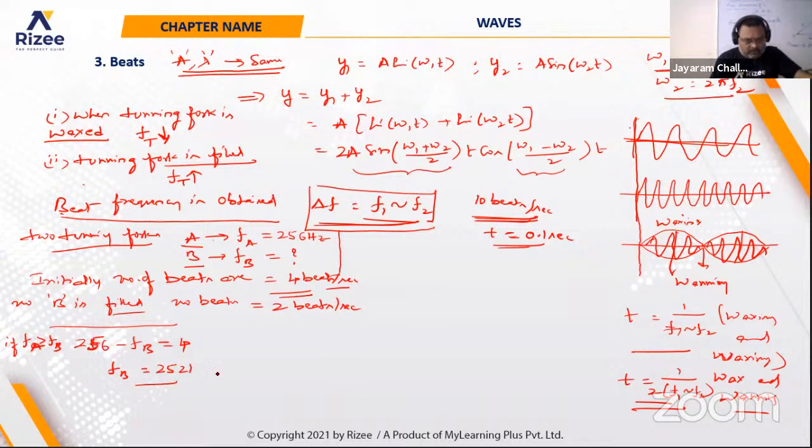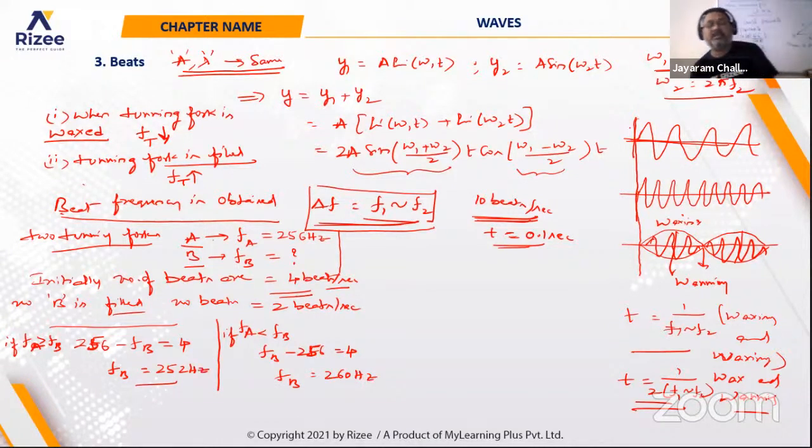Or what is the possibility if FA is going to be less than FB? Then the same equation should be written as FB minus 256 is equal to 4. So that shows you the FB value should be equal to 260. So your answer is in front of you. It is either 252 or 260. Out of these two things, you have to choose one.